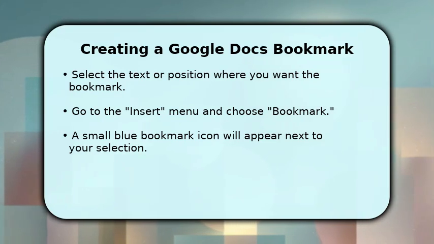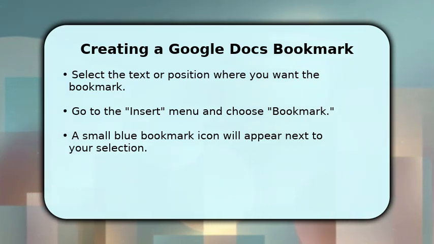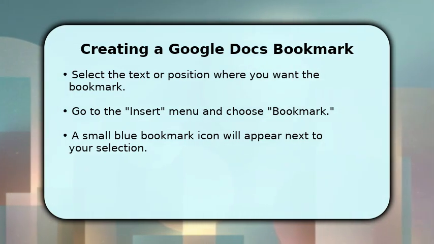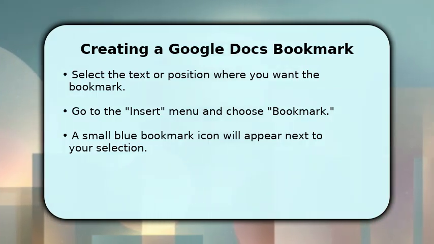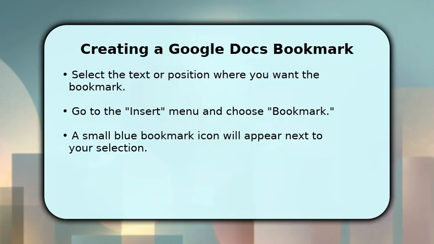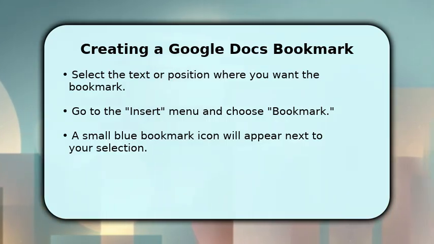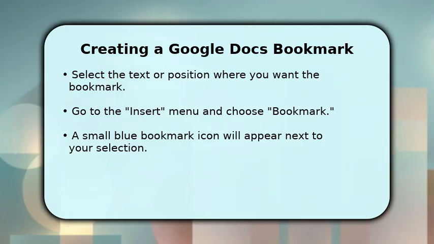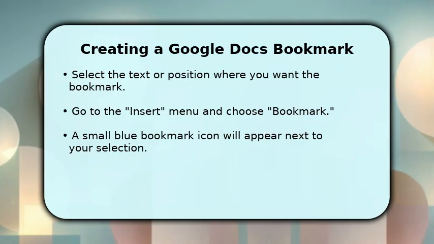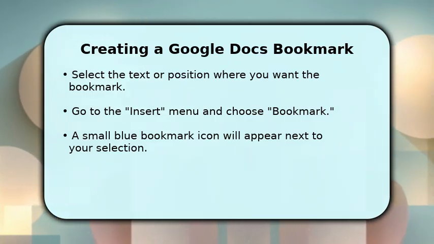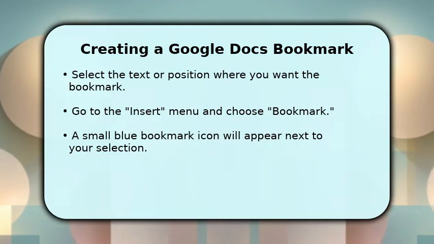Creating a bookmark in Google Docs is a straightforward process. First, simply place your cursor at the exact spot in your document where you want the bookmark, or highlight the specific text you wish to mark. Next, navigate to the Insert menu located at the top of your screen. From the drop-down options, select Bookmark. You'll then see a small, blue bookmark icon appear right next to your chosen text or position, confirming its creation.